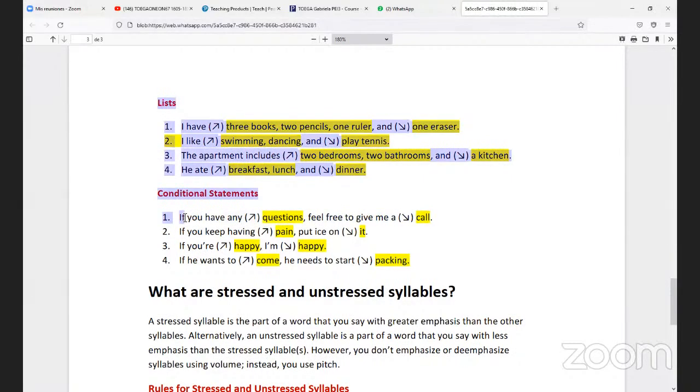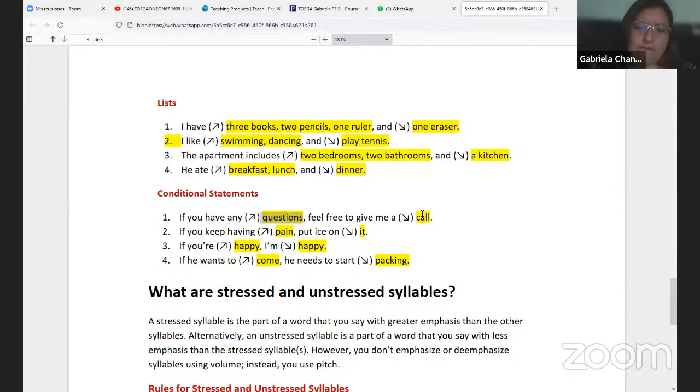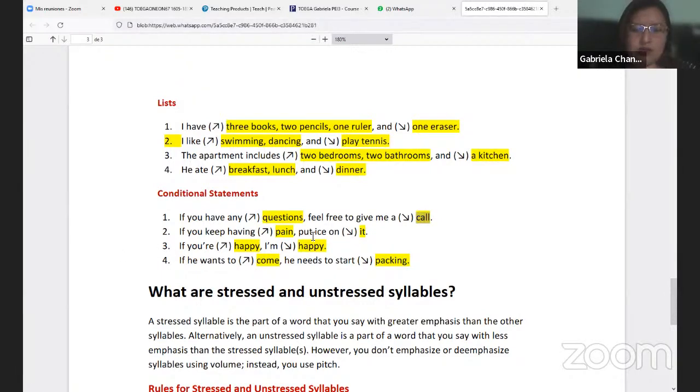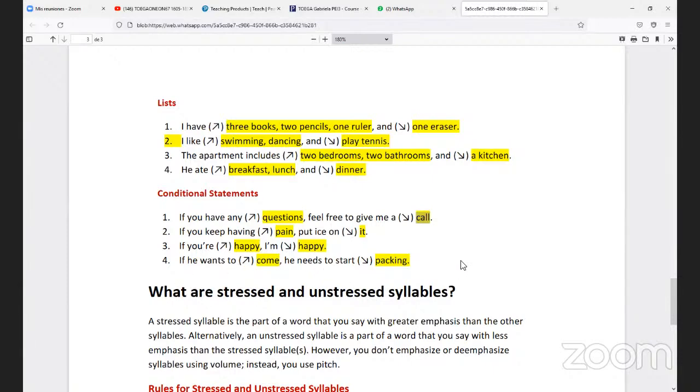So in the first clause, on the last word, we always raise the voice. And on the last word of the second sentence, we fall the voice, the intonation. Okay. If you keep having pain, put ice on it. If you're happy, I'm happy. If he wants to come, he needs to start packing. Okay. So we always have two sentences.